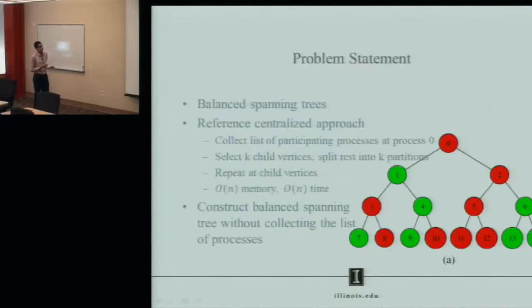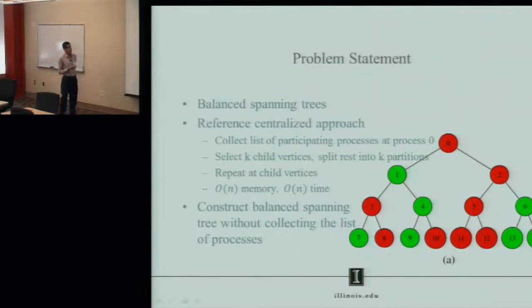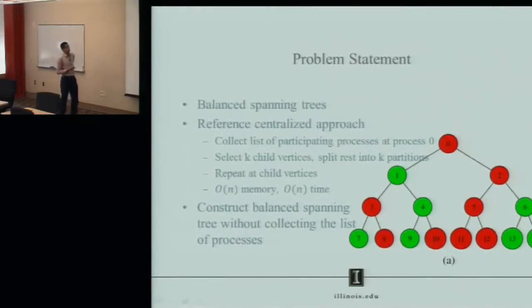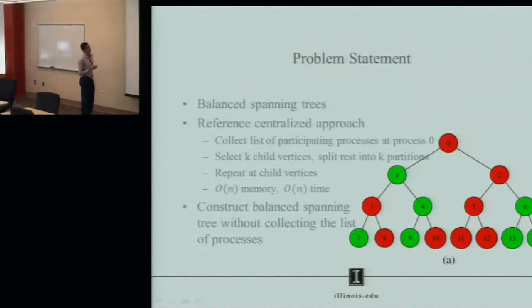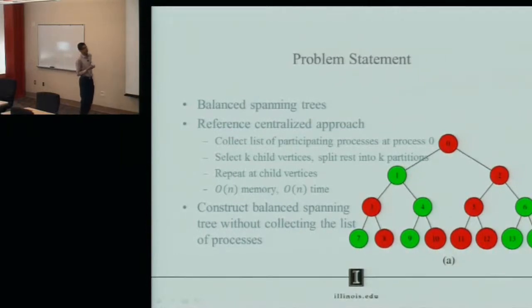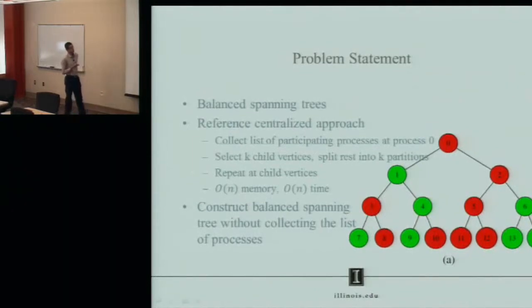In order to do these reductions and broadcasts, balanced spanning trees are often used. So the problem here is, for example, we have an original spanning tree of all the processes, and we want to create a balanced spanning tree of just the participating processes, which here are the green colored processes. The easiest, or centralized, approach is to do an upward pass over this tree and collect the list of all the participating processes at process 0, select one of them as a root, select k child vertices, split the remaining into k partitions, send them to the child vertices and repeat the same process. So this takes order n memory and also order n time.